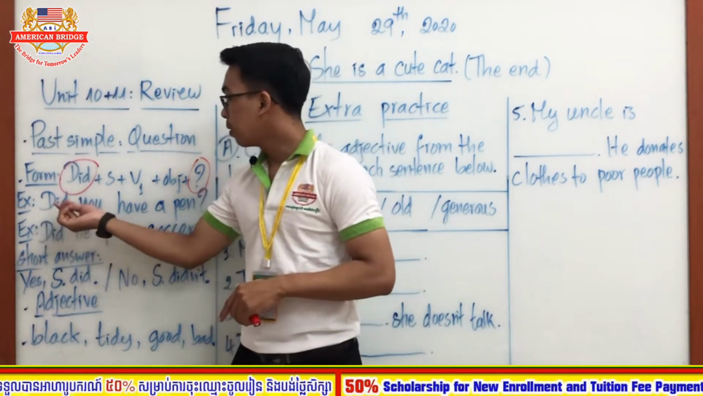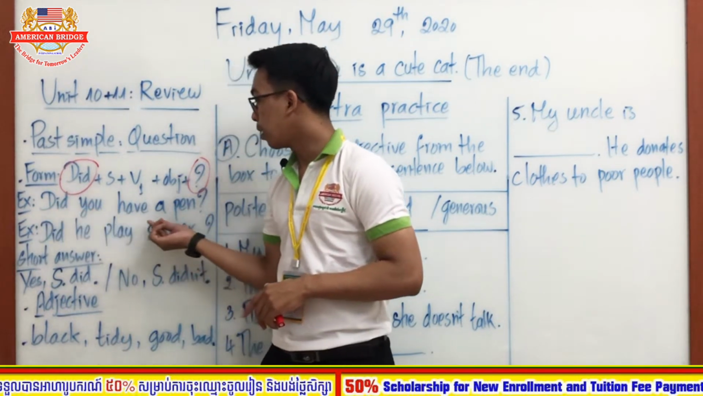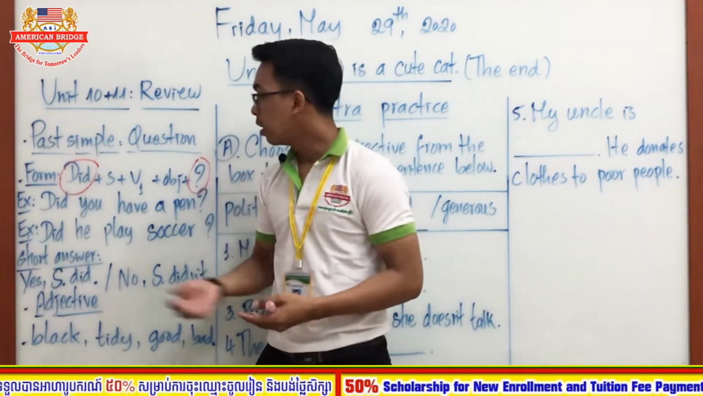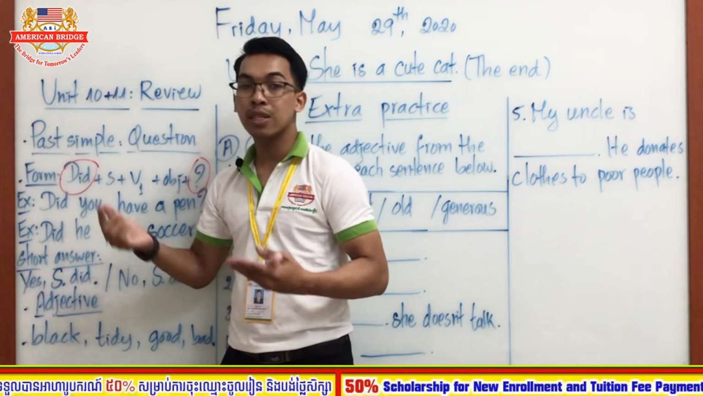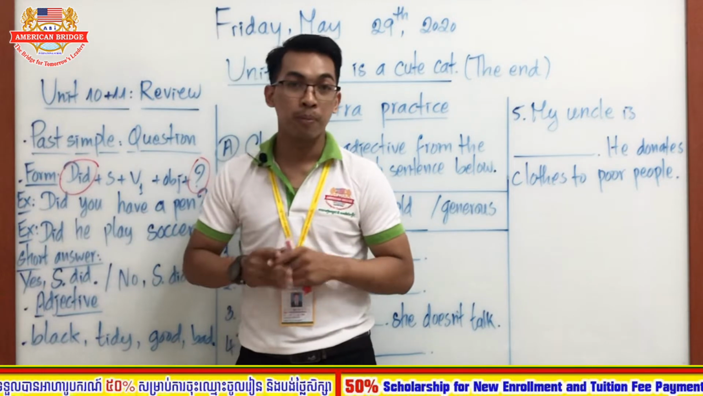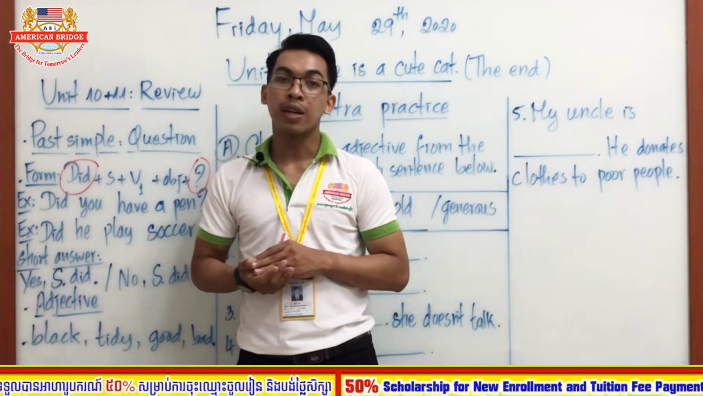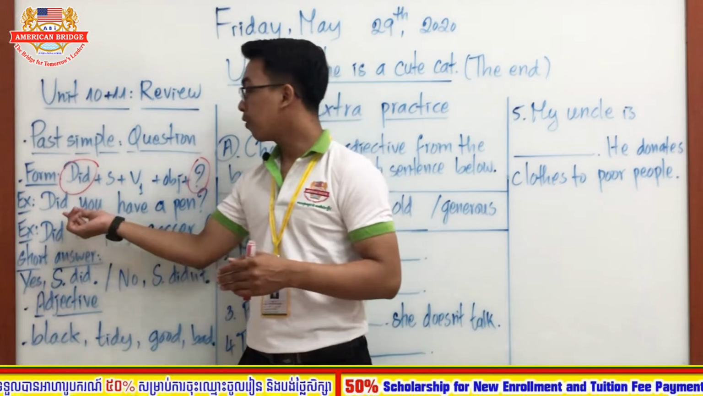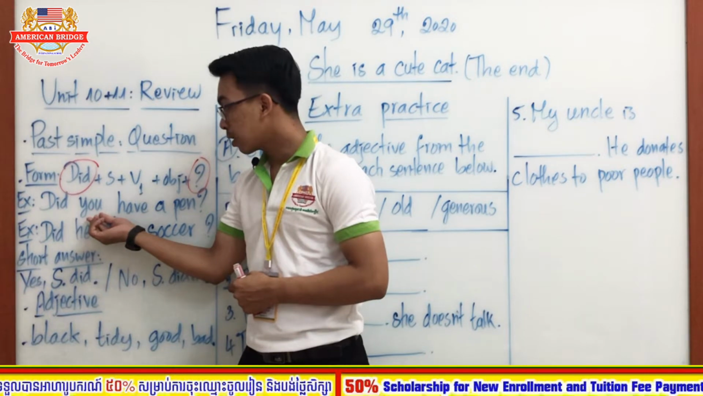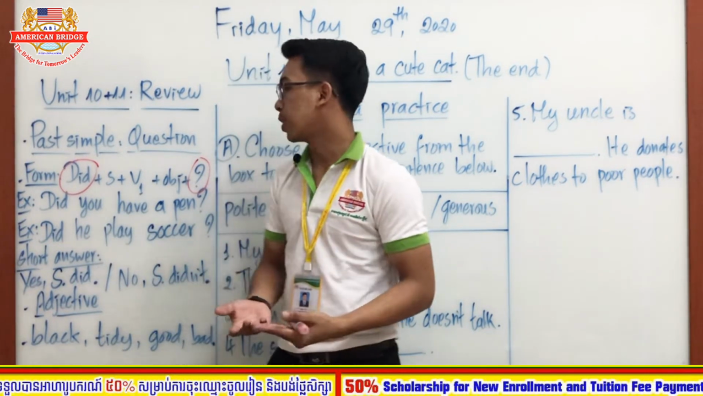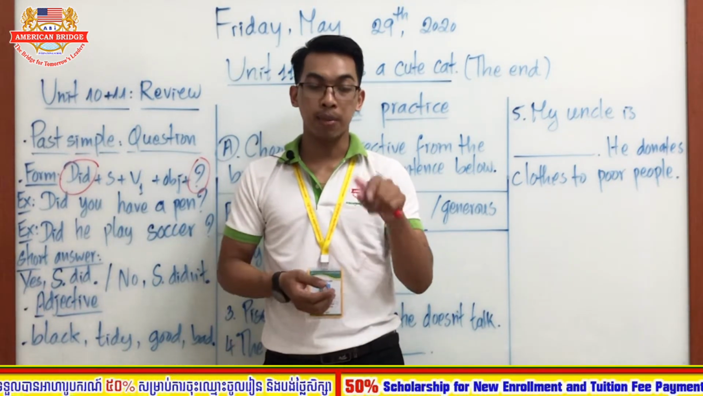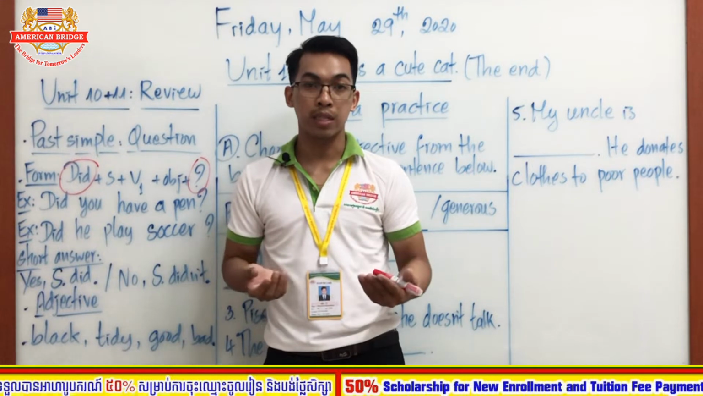So the example: Did you have a pen? Did you have a pen? So here is did. You use did to make the question form. So does did here refer to past or present everyone? Good. Past. Did refers to past simple already. And after that you have to add the subject. Subject means you is the subject, and then plus have. Have here is verb 1, everyone. Verb 1 means have. Verb 2 is had. You got that, everyone?